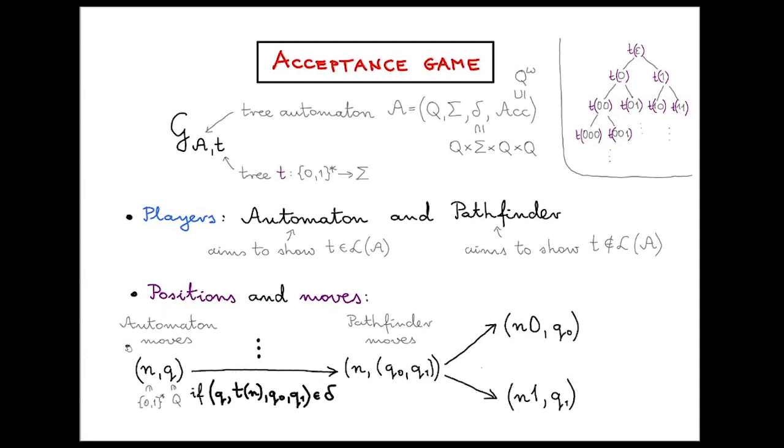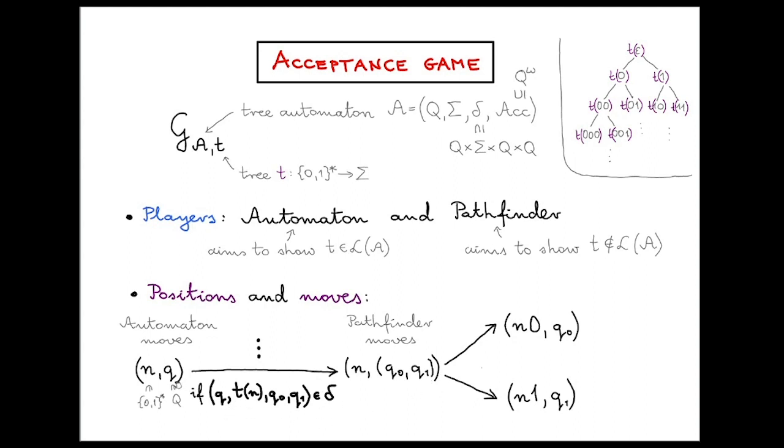Now, it will be the automaton who owns and hence moves, picks an outgoing edge from positions of the form node, state, and it will be the pathfinder who will make moves in positions of the form node and a pair of states. Now the intuition here is that the automaton is in fact going to pick transitions.